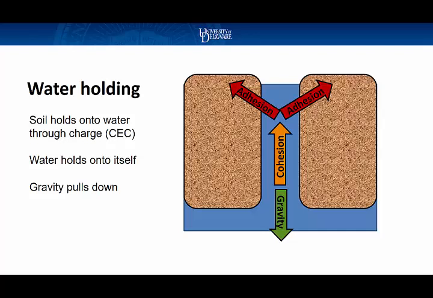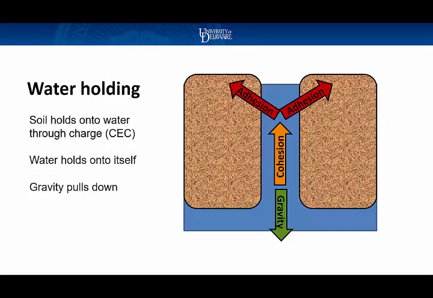So when we talk about water holding in the soil, the adhesion is where it sticks to the soil. The cohesion is where it sticks to itself. And then we also have these forces that are working against it. Plant roots are pulling on your water. Heat is evaporating your water, and then gravity is also pulling it down. But gravity is not as strong as soils are at holding on to water. It can pull some of it out, but it can't pull all of it.